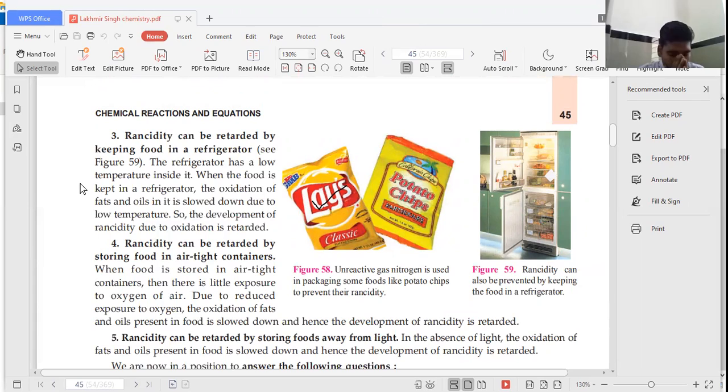Why? Because, sorry students, be sure it's not COVID-19, it's just a normal common cold.